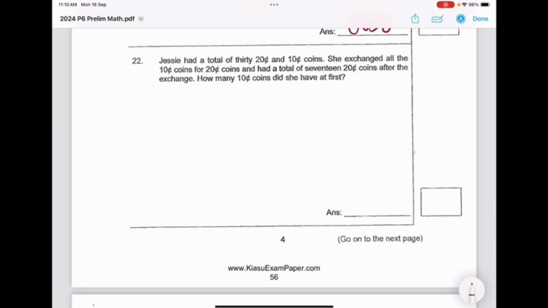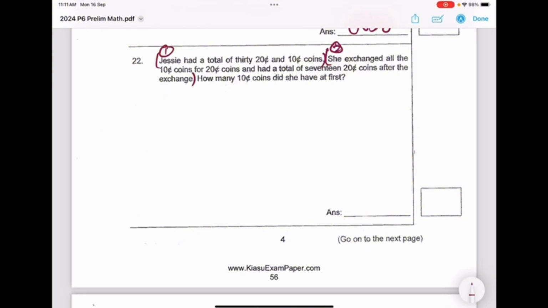Moving on to question number 22. Jessie had a total of 30, 20 cent and 10 cent coins. This is sentence number 1. Now, we don't know how many 20 cents she has. We also don't know how many 10 cents she has. Moving on to the next sentence. It says she exchanged all the 10 cent coins for 20 cent coins and had a total of 17 20 cent coins after the exchange.